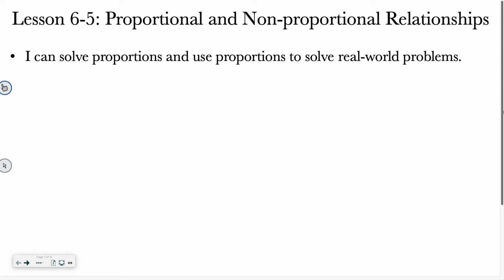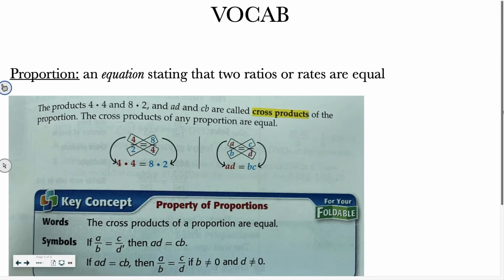Hello class, welcome to lesson 6.5, which is all about proportional and non-proportional relationships. By the end of this lesson, you should be able to solve proportions and use proportions to solve real-world problems. So let's talk about a couple of vocab words.